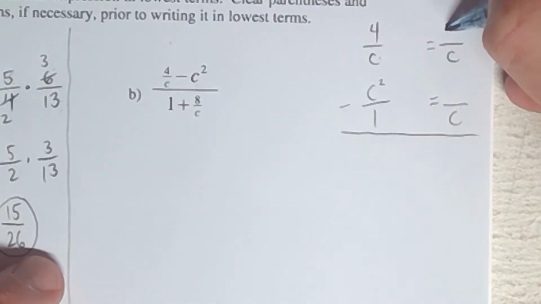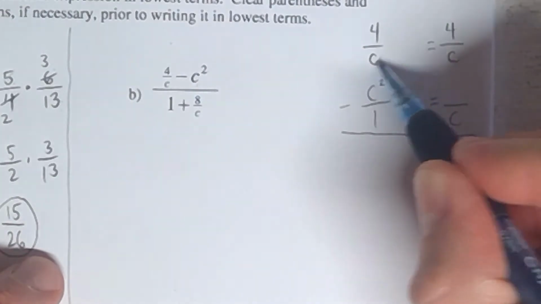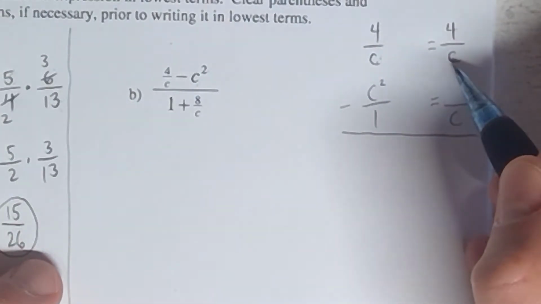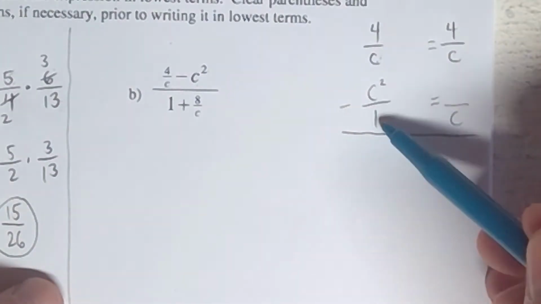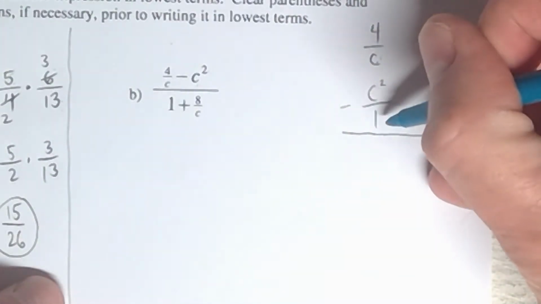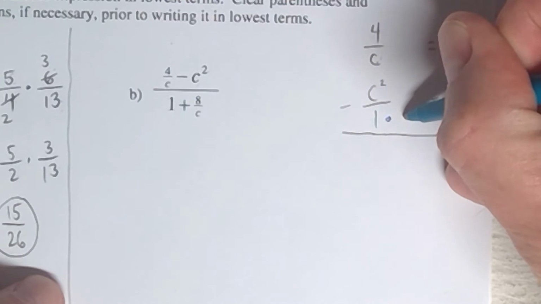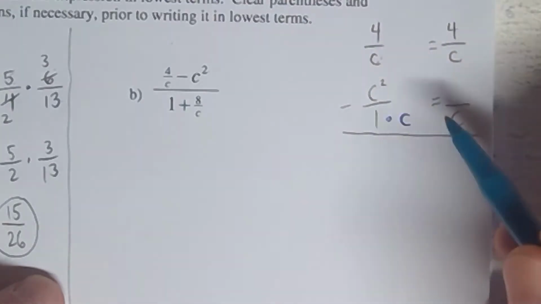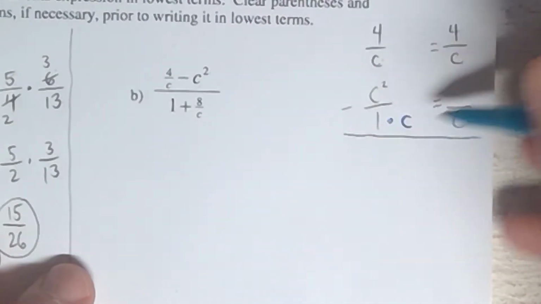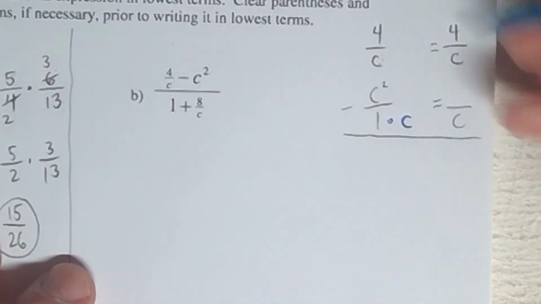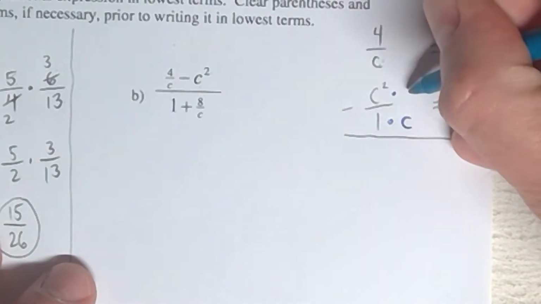As we said in the last problem, if your current denominator is the same as the LCD, don't change anything. Just keep it 4 over C. But what do we need to multiply 1 by to equal C? Well, since 1 is just 1, you got to multiply 1 times C to get C, right? Because as you know, when you multiply by 1, it's the same thing. So 1 times C is C.